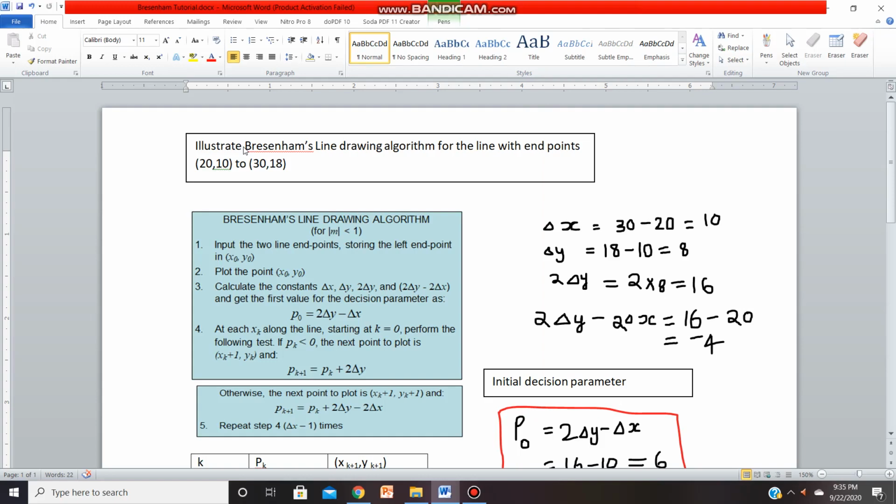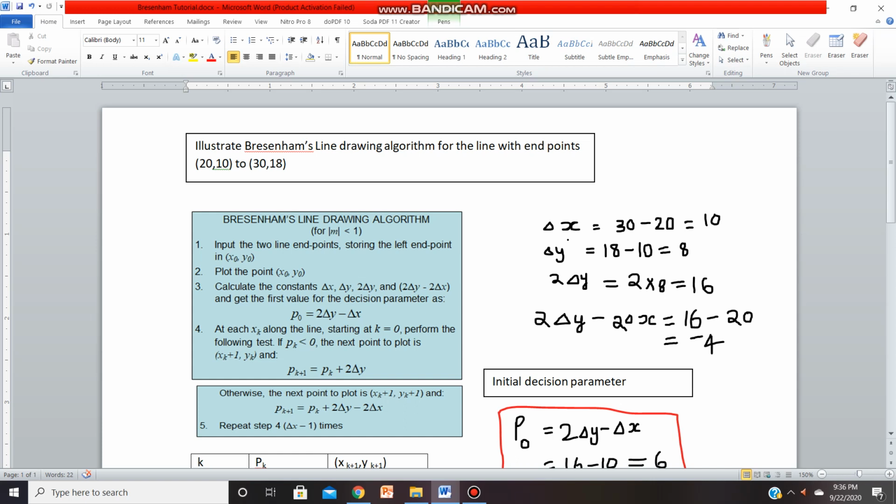An illustration of Bresenham's line drawing algorithm for the line with endpoints (20, 10) to (30, 18). To start with the problem, first we'll have a look into the line drawing algorithm. Have a look at step 3. We need to calculate the constants delta x, delta y, 2 delta y, and 2 delta y minus 2 delta x.